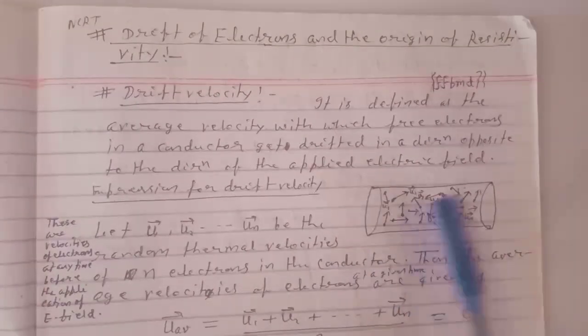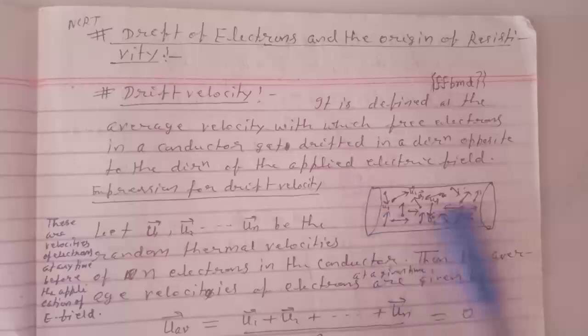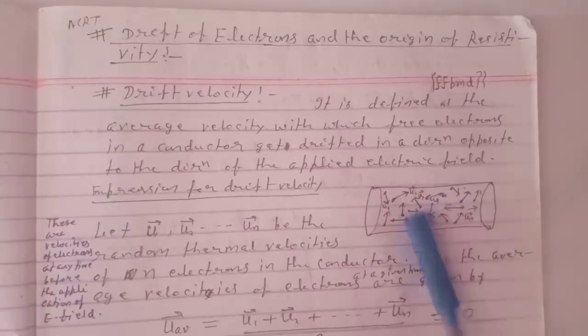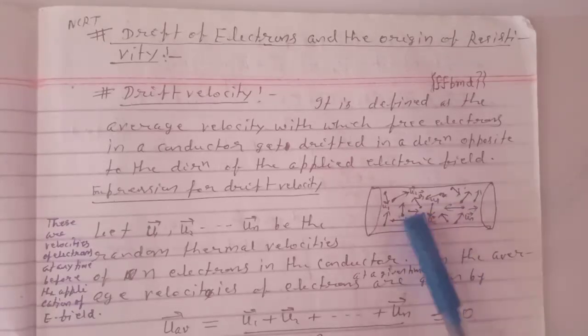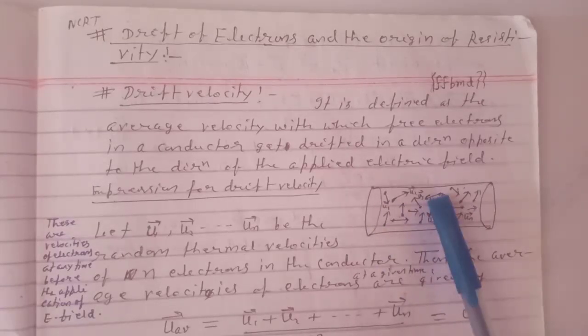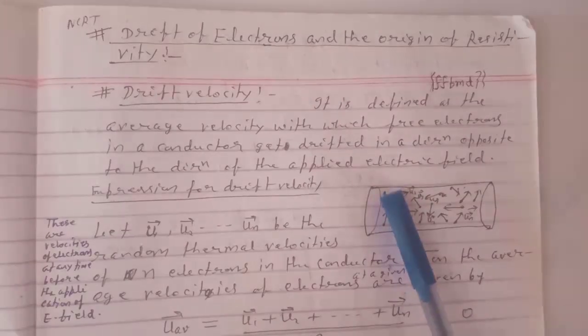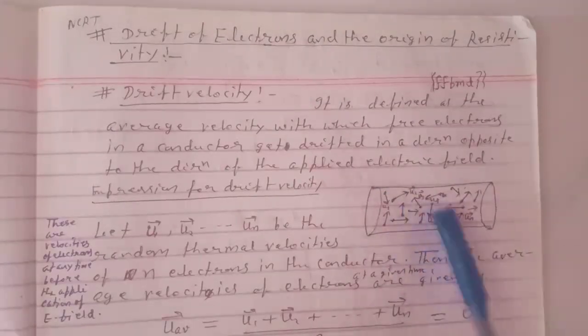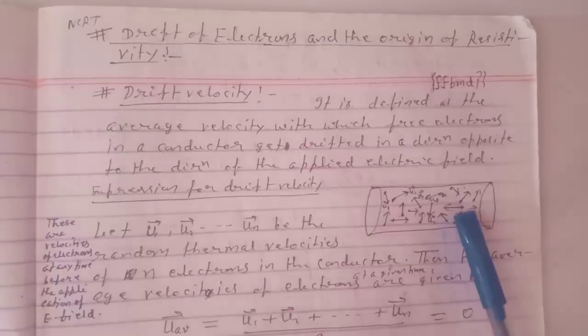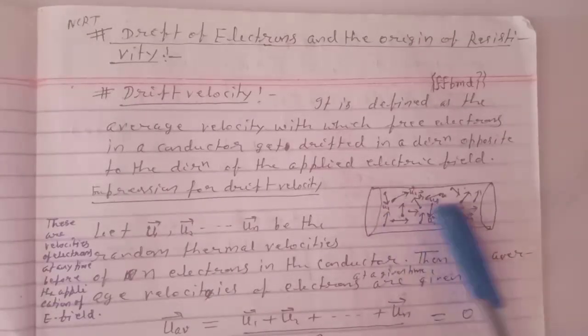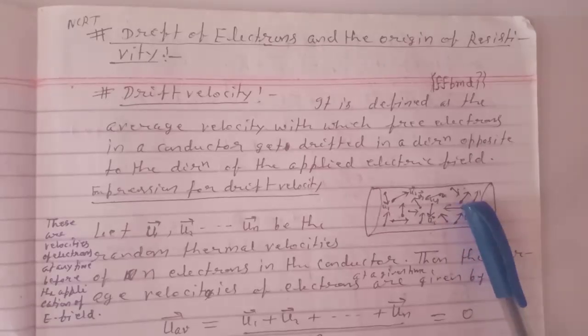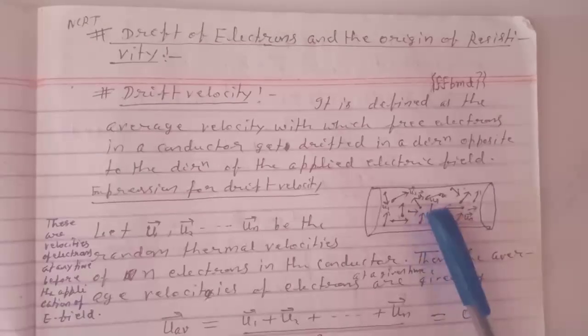In a conductor, electrons are randomly moving in several directions. It means that the direction of an electron is not fixed. Sometimes they move in this direction, another time in that direction. So their direction and velocity are always changing, because electrons collide with the ions and change their velocity after collision. So it has random motion.